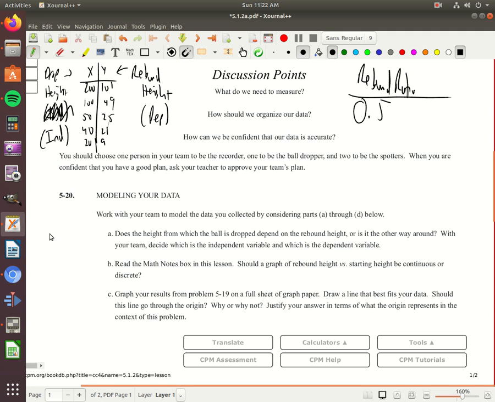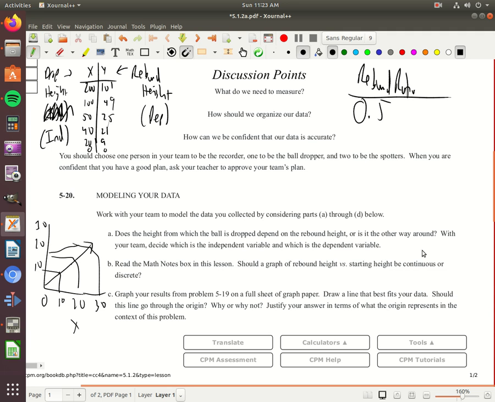So I would definitely say that there's no reason I couldn't have a continuous graph here. If I were to graph this data, what would it be if I dropped it at 0? Obviously, it would rebound at 0. If I had a graph that looked like this, I think 10 would go to 5, 20 would go to 10, 30 would go to 15. So you would get a chart that looks something like this.